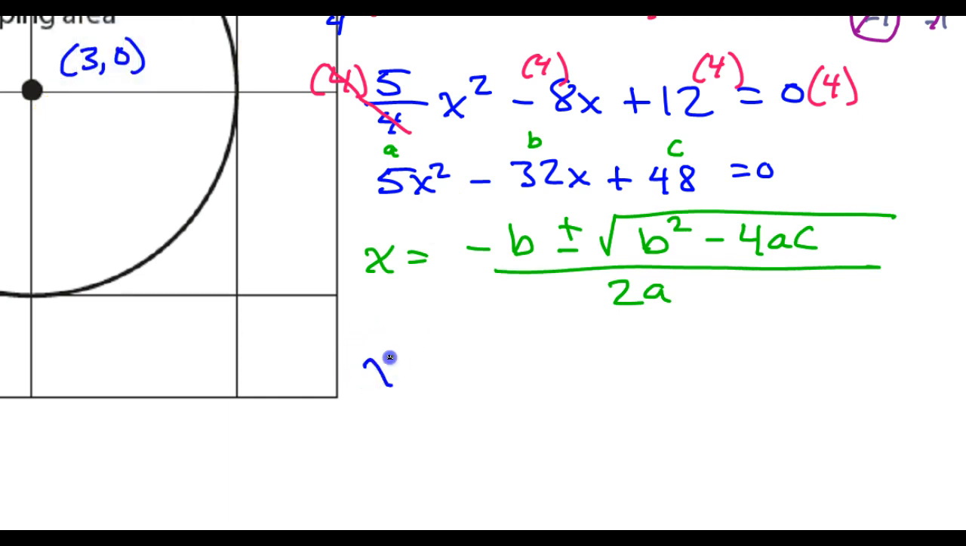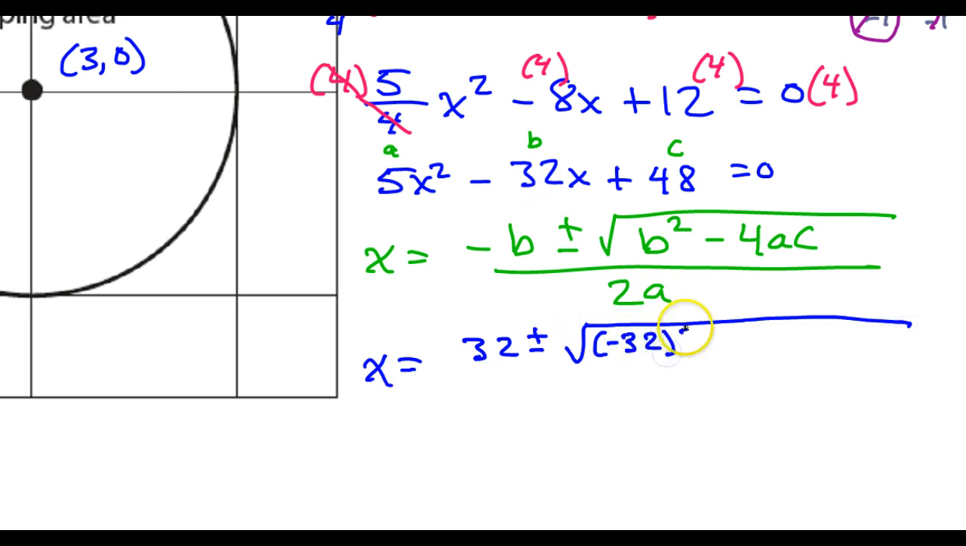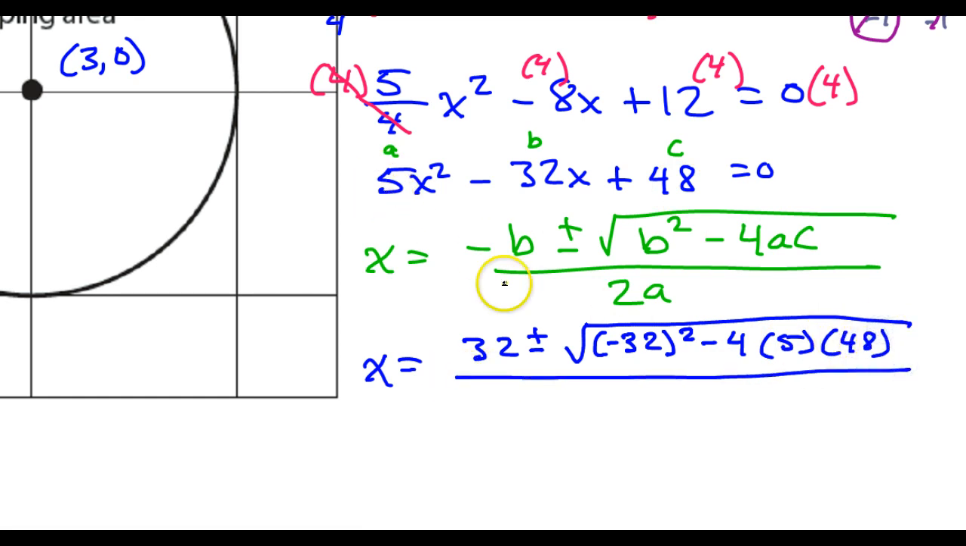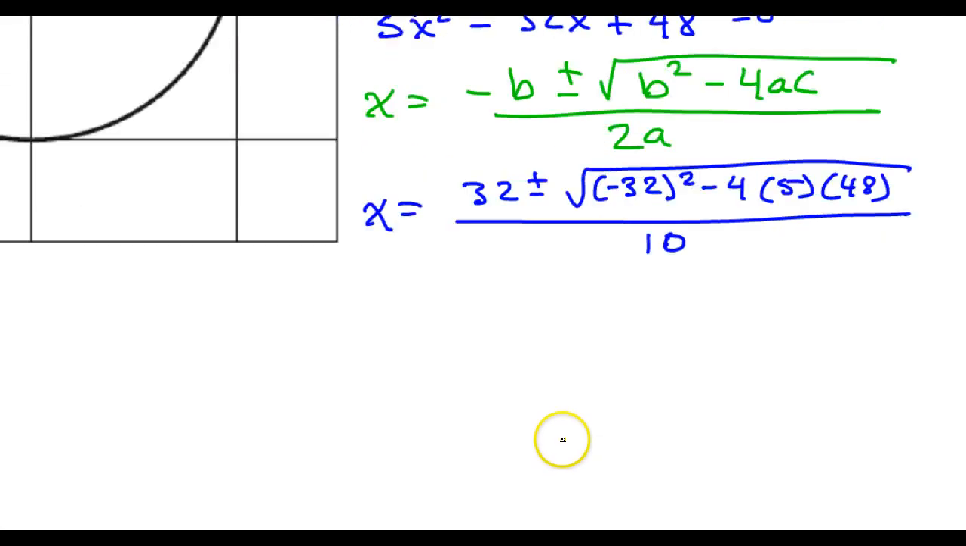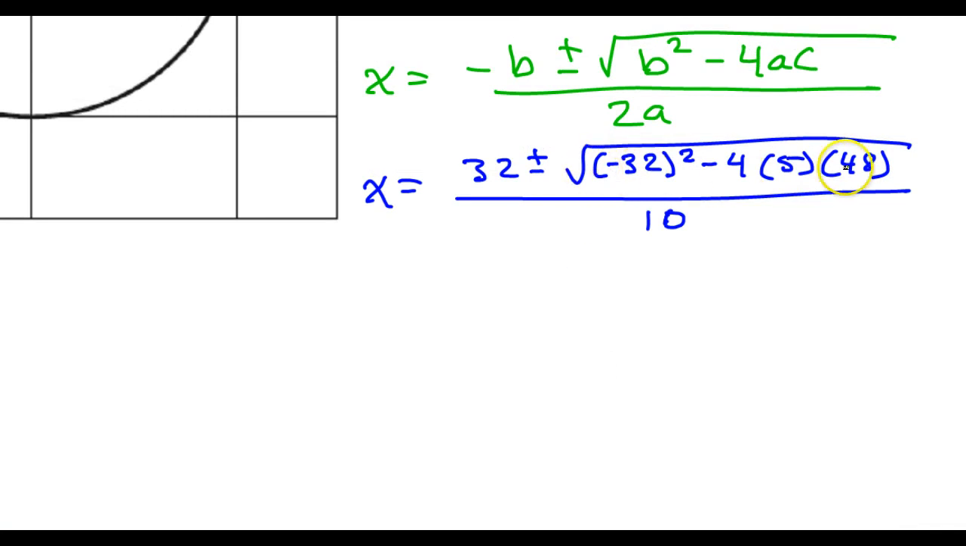So that means x equals opposite of b, so that'll be positive 32 plus or minus the square root of b squared, so that's negative 32 squared. Notice the parentheses. Minus 4ac, all over 2a. 2 times 5 is 10. Now when you do the quadratic formula, you should always simplify the part under the radical first. So let's do that now.